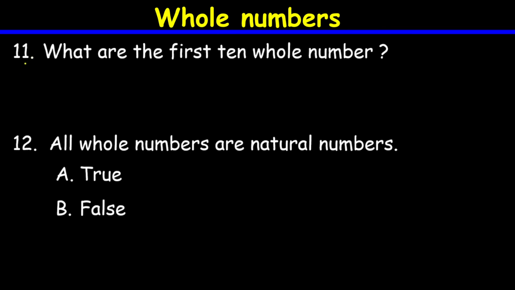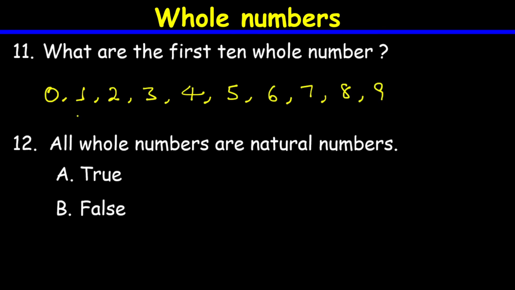Question number 11. What are the first 10 whole numbers? The first 10 whole numbers are 0, 1, 2, 3, 4, 5, 6, 7, 8, and 9. These are the first 10 whole numbers.